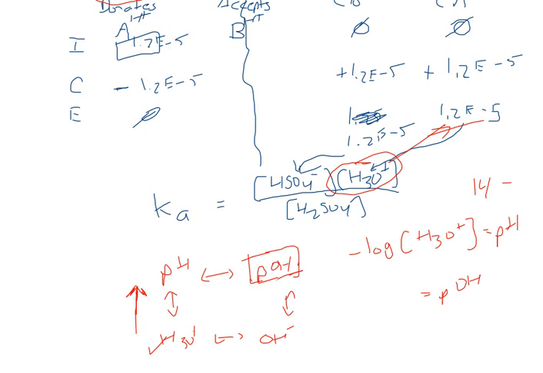So, therefore, with a pOH, if I do, let's see, where can I write that? I got 4.92. So if I do 14 minus that, I get an answer of 9.07. 9.08. You guys able to replicate that and follow that?